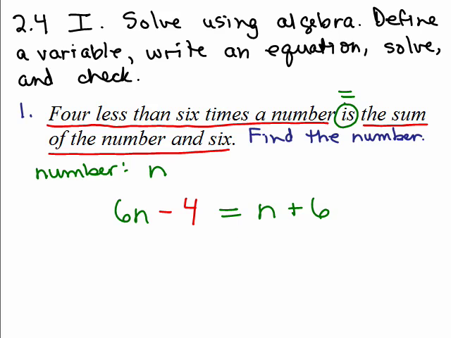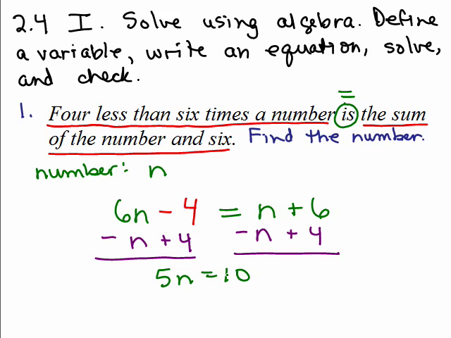We could subtract n from both sides to get the variables on the left and add 4 to get the constants on the right. So that gives us 5n equals 10, and dividing by 5 you get n equals 2. Now here's the difference. This is not an equation, it's a word problem. So n represents the number. You want to find the number. So the answer should be the number is 2.